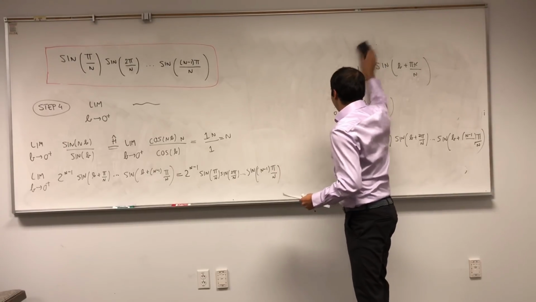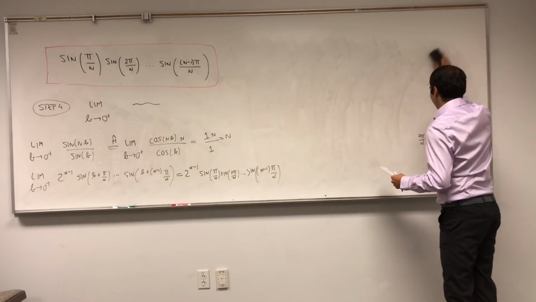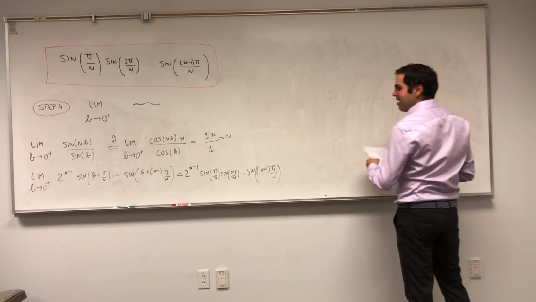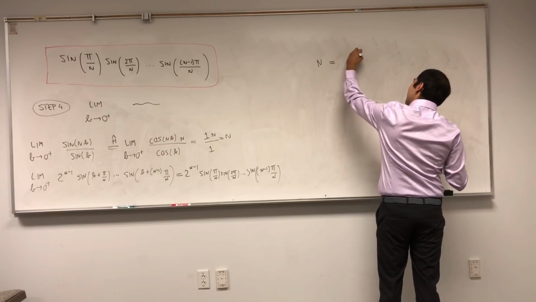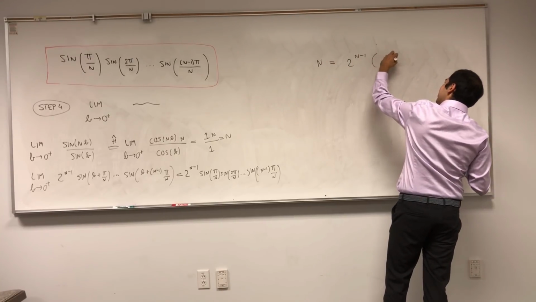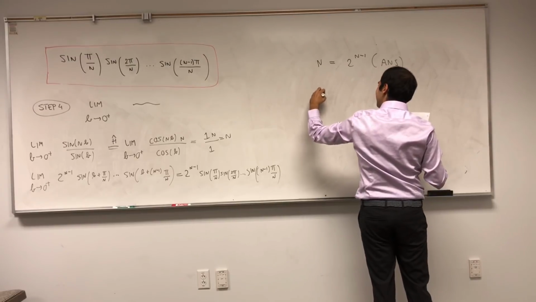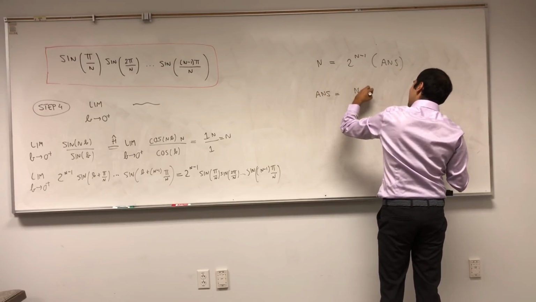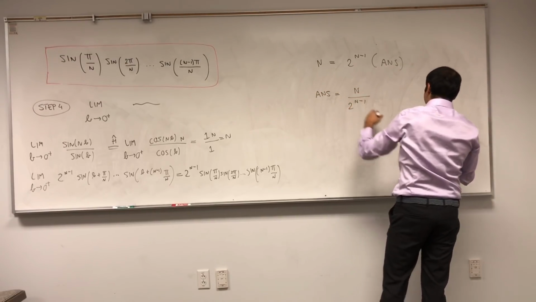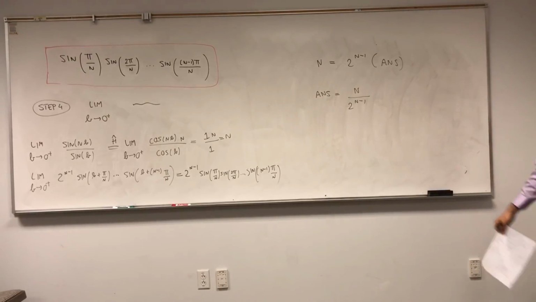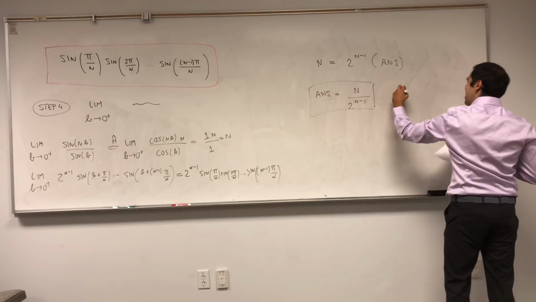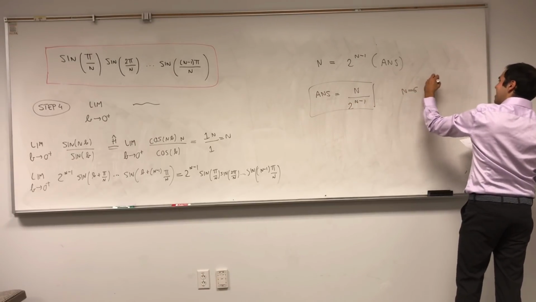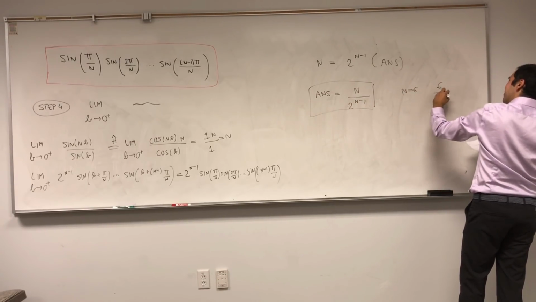So, if you want to equate this, you get that n equals 2 to the n minus 1 times the product, and therefore our answer equals n over 2 to the n minus 1. Woo! How cool is that? So in fact, if we want n equals 6, we get 6 over 2 to the 5th.